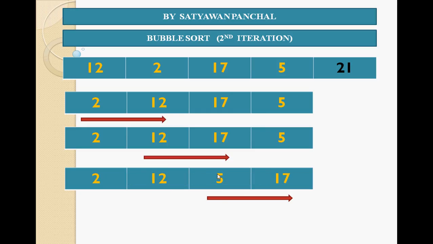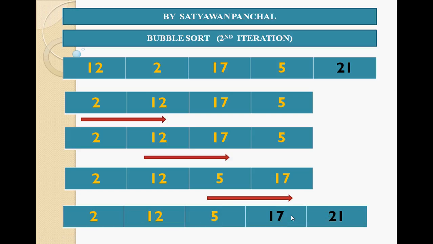Now the element at this position, that is 17, will be compared with 5, and we can see here that 5 has been shifted to this position. Okay, now 17 is at the last position. Now we can see that the last element 21 was already fixed, and in this iteration we have fixed the next element, that is 17. Now the list I am left with contains 3 elements that will be sorted in the next iteration.